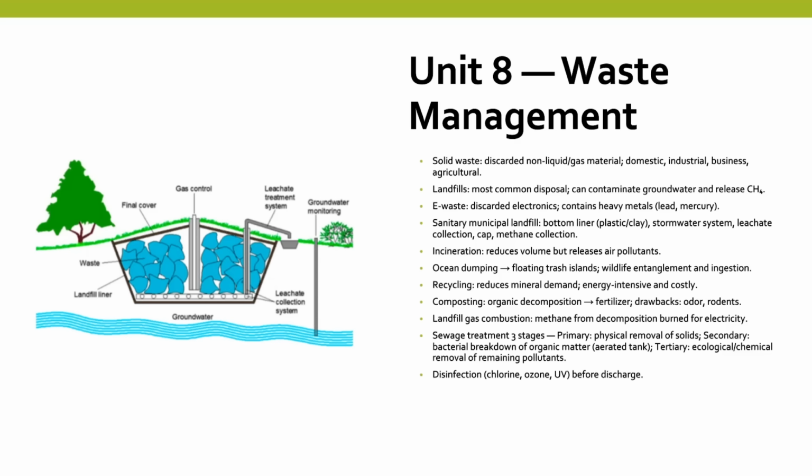Sewage treatment has 3 stages. Primary: physical removal of solids. Secondary uses bacteria to digest organics in an aerated tank. And tertiary uses chemical or ecological methods to polish the water. Disinfectants like chlorine, ozone, or UV can also be used to kill pathogens before discharge.